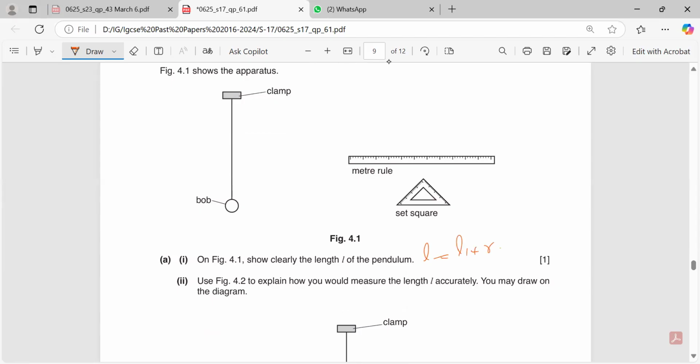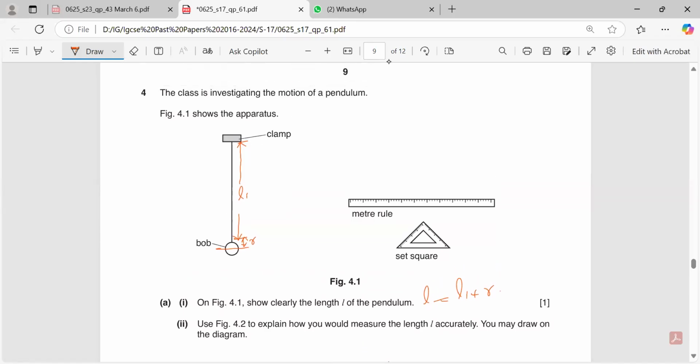What do we mean by L1 plus R? L1 is the length of the string only, and this one is the radius of the ball. So on figure 4.1 show clearly the length L of the pendulum. So length L of the pendulum, now my dear friends, you can say that is this one as the length of the pendulum. Okay, so left side is your answer.